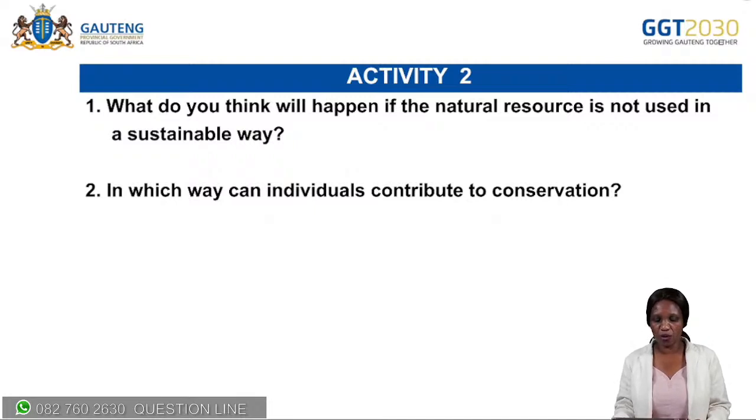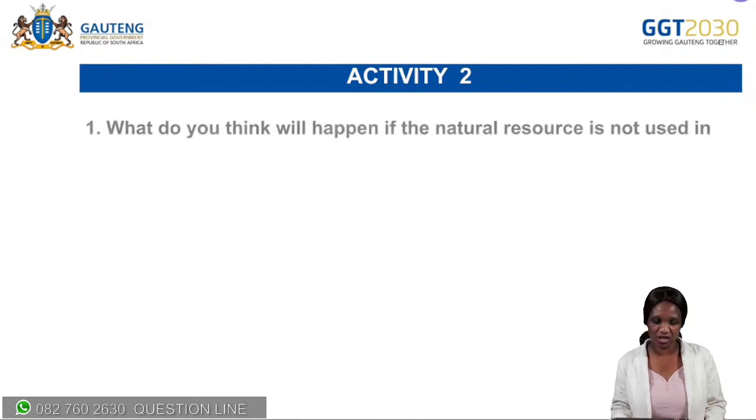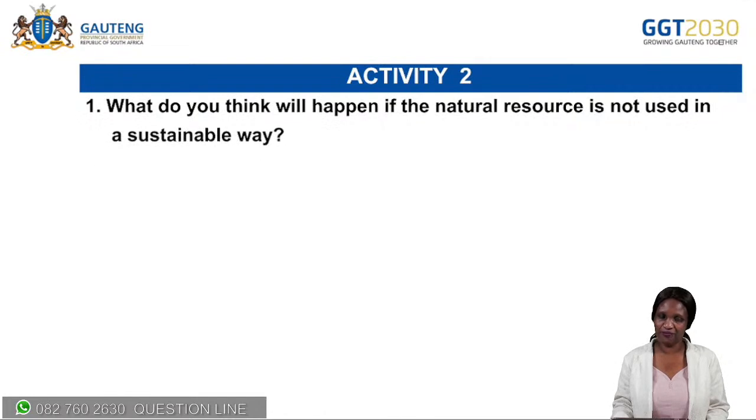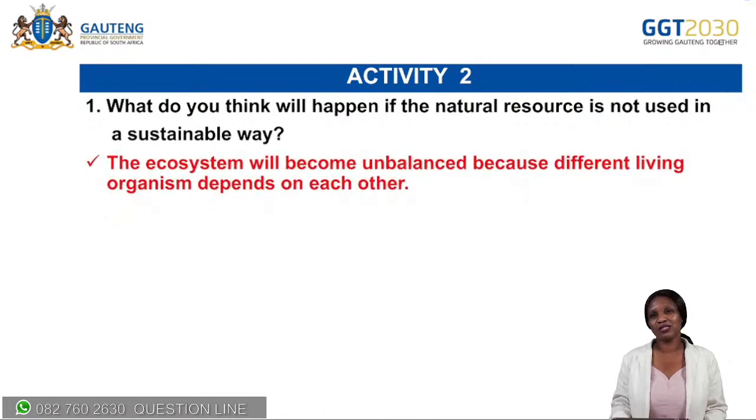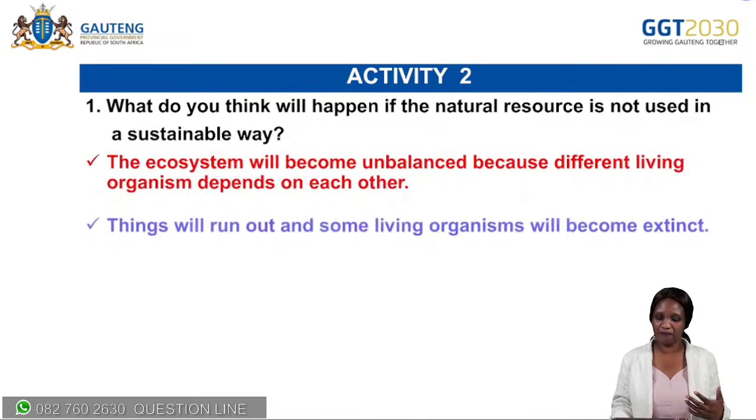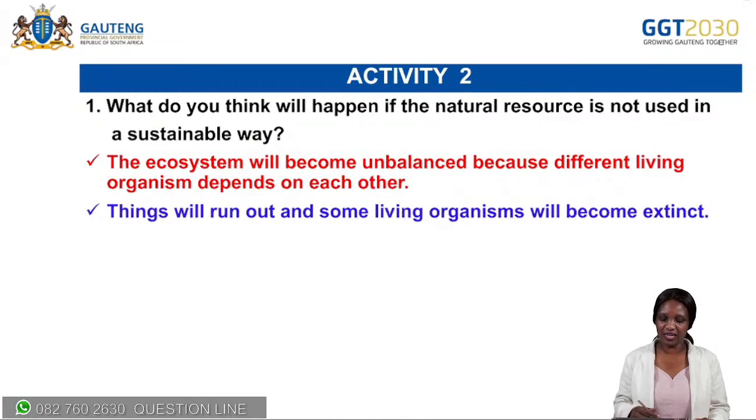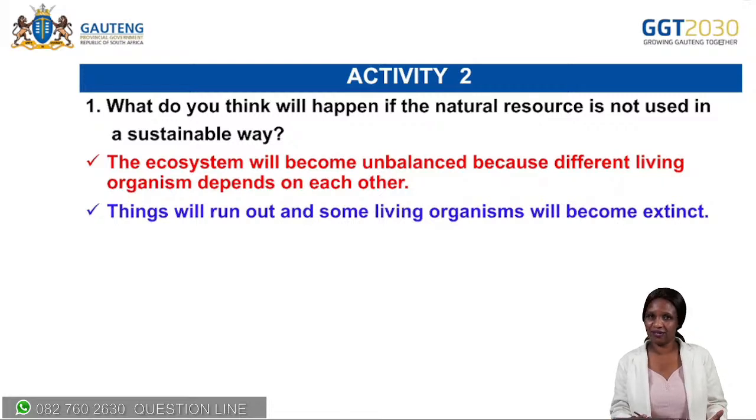All right, let's look at question number 1. It says, what do you think will happen if the natural resources is not used in a sustainable way? And then 2, in which way can individuals contribute to conservation? What will happen if we don't use our natural resources in a sustainable way? The ecosystem will become unbalanced because different living organisms depend on each other. And then the natural resources will become extinct. It won't be there. Then it can run out. For example, some living organisms will also become extinct because of an unbalanced ecosystem.